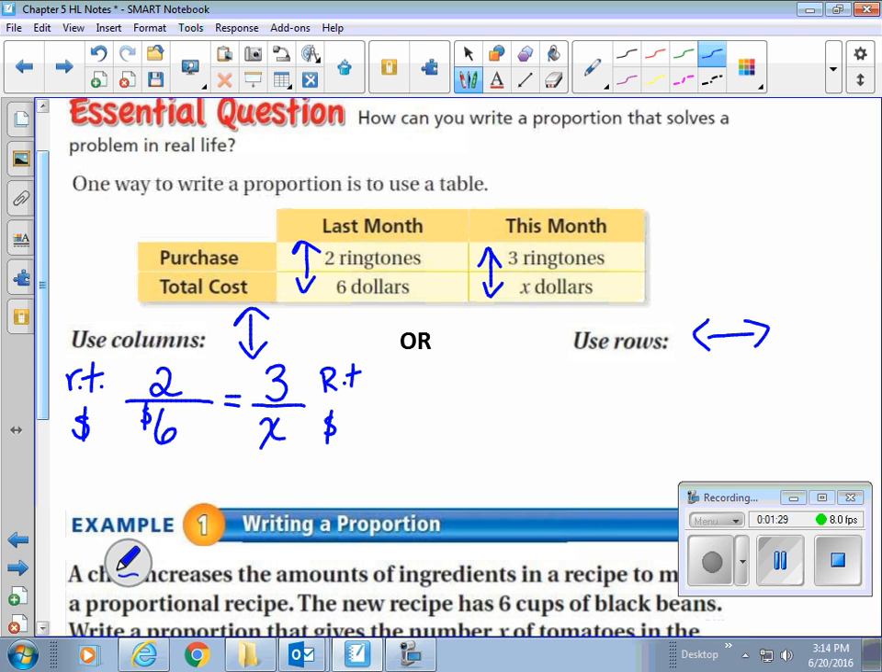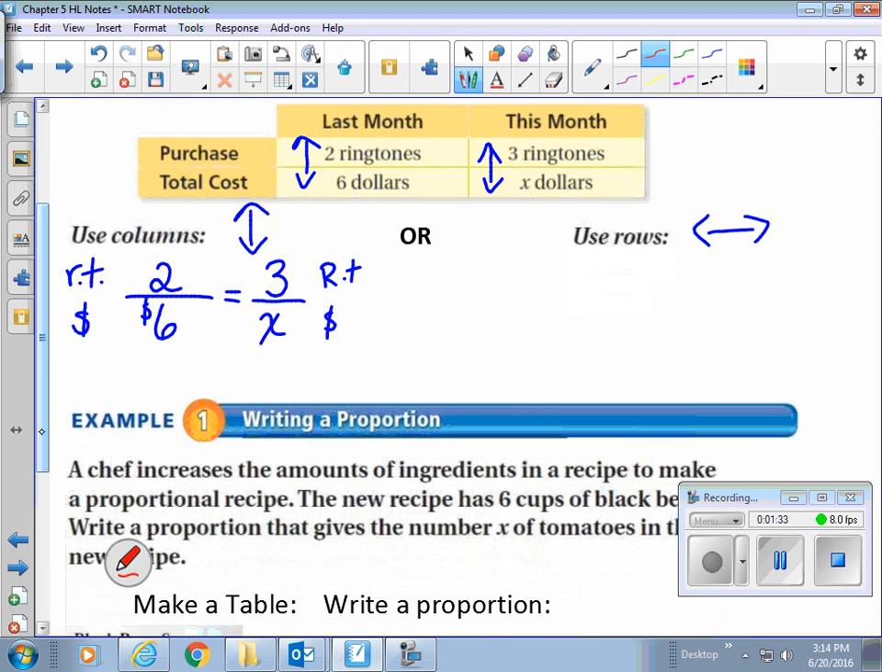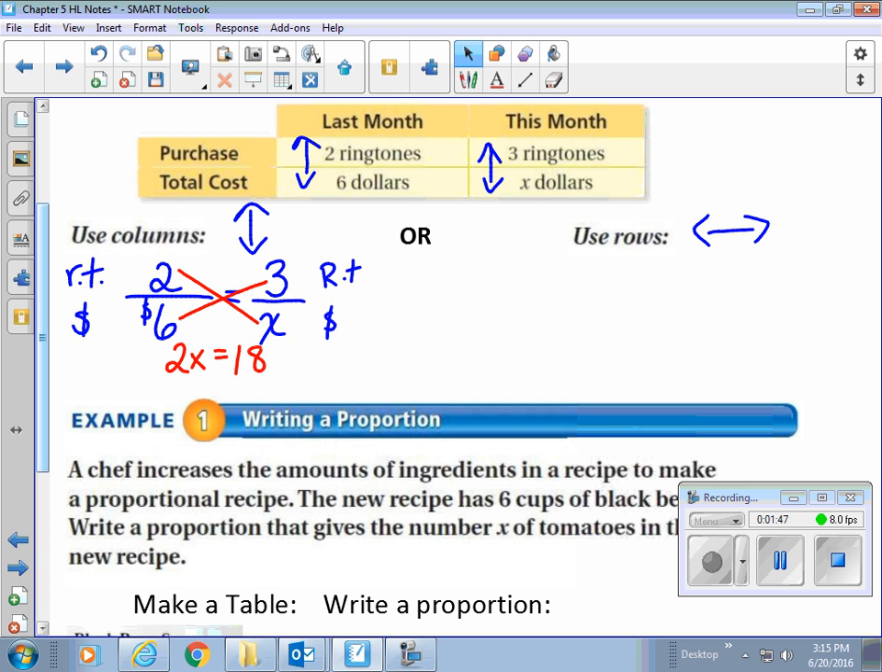So how would I solve this? I would look at my cross products. So to solve a proportion, we do 2 times x, which is 2x, and 6 times 3, which is 18. Now we're looking at a one-step equation where we're trying to solve for a multiplication problem because it says 2 times x. The inverse of multiplying would be to divide by 2. If I divide by 2 on that side, I need to come over here and divide by 2 as well.